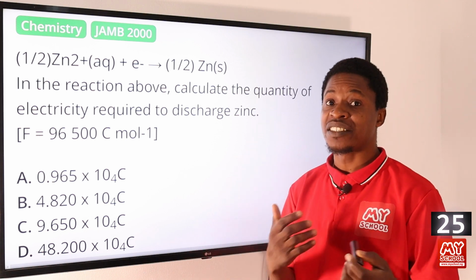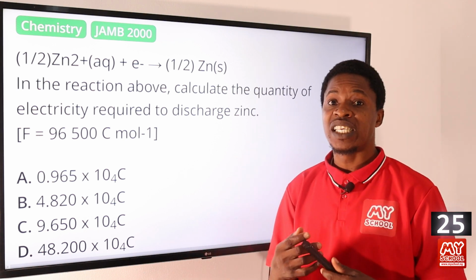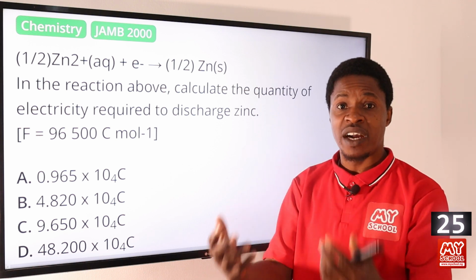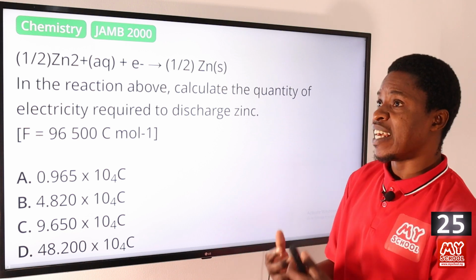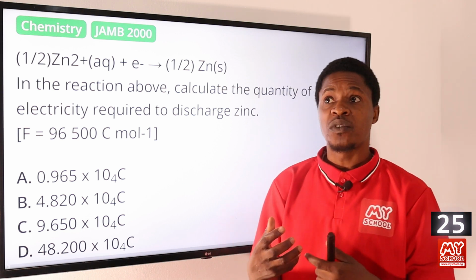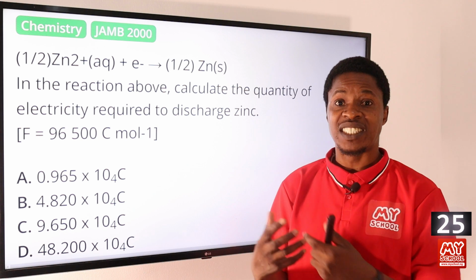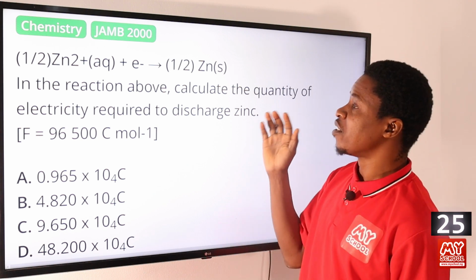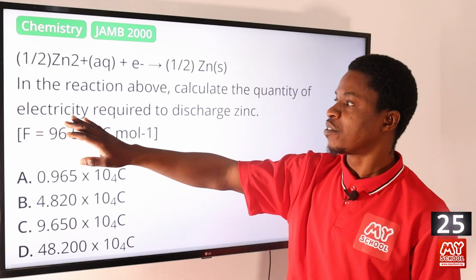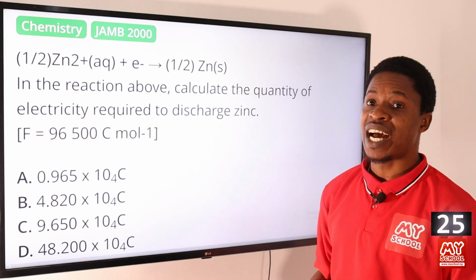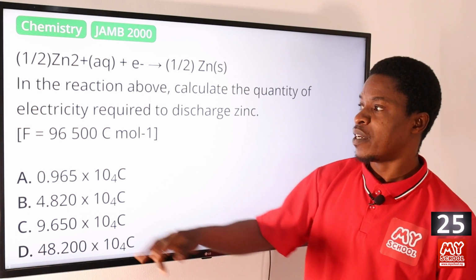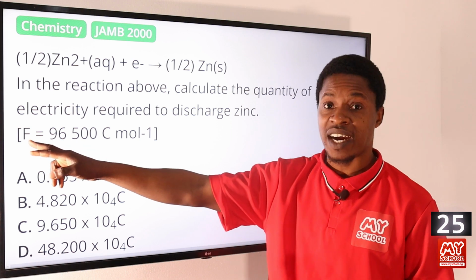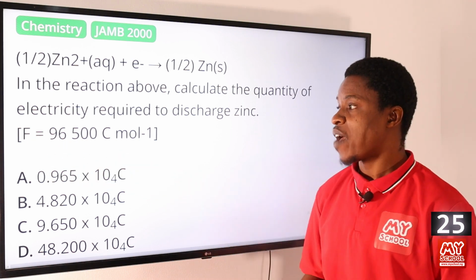electricity? Because electrolysis has to do with the amount of electric current, electricity, that enables a particular ion to be discharged to form metal. So we want to calculate the quantity of electricity that is required to discharge zinc, bearing in mind that 1 Faraday is equal to 96,500 coulomb.